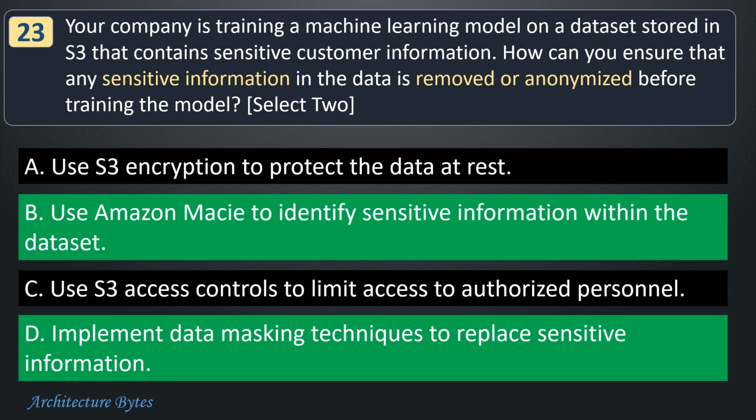Option B and D are the right answers here. That is, use Amazon Macie to identify sensitive information within the dataset and implement data masking techniques to replace sensitive information. Other options help secure the data but are not relevant to removing or anonymizing sensitive data.